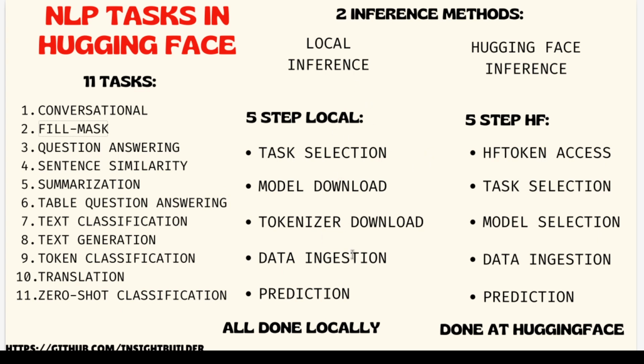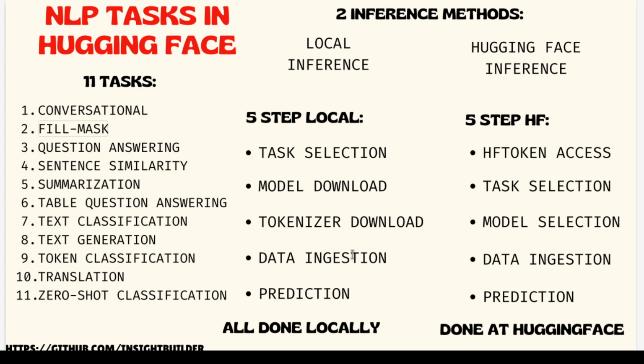When you are going to perform each of these tasks, there are two ways to do it. Either you can do it locally or you can do it from the Hugging Face server. When you are going to do it locally, you will be using the Transformers pipeline class. When you are going to use the Hugging Face server, you will be using the Hugging Face inference API library. I'll be explaining how to do both of these.